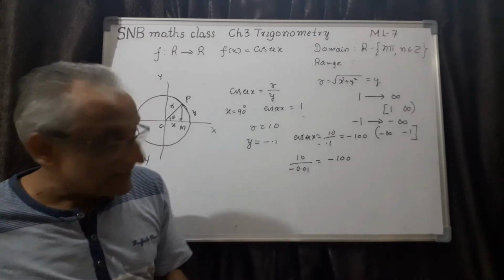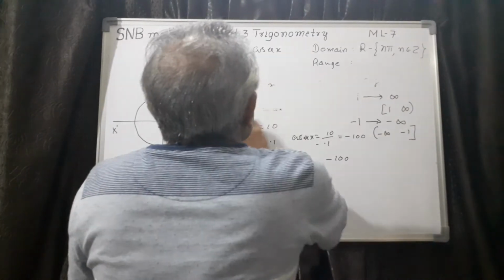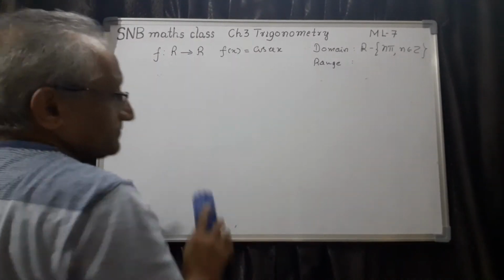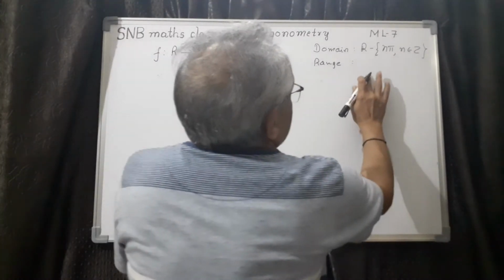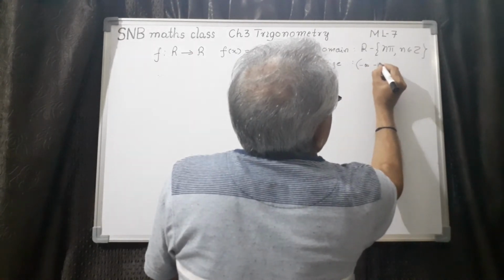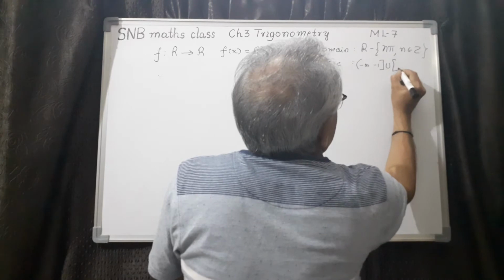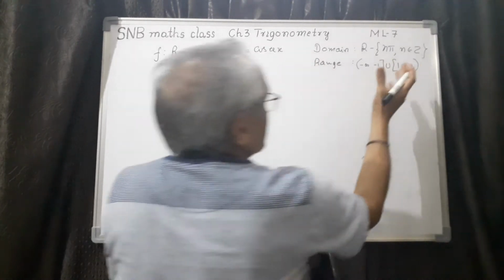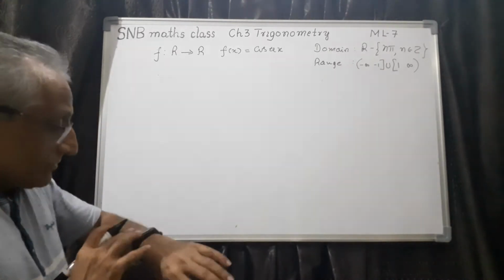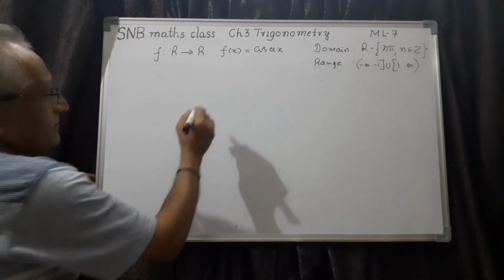Therefore you can say the codomain of this function is, say it is one branch minus infinity to minus 1 union 1 to infinity. This is in the interval form. You can write in other form also. This is sufficient. Now let us try to draw the graph.